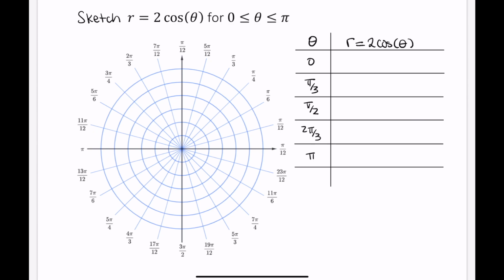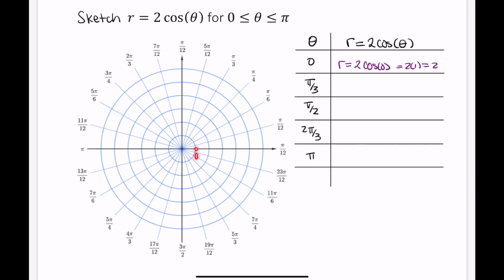All right, so you should have paused your video and created your own version of this table. Let's begin with 0. When theta equals 0, what does r equal? The radius is going to equal 2 times cosine of 0. So 2 times 1, which is just 2.